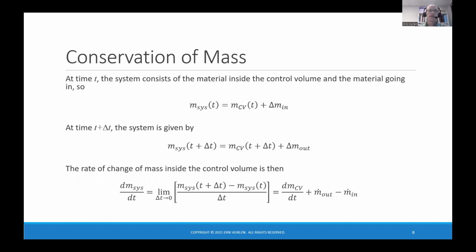The rate of change of the mass in our system is then, from the definition of a derivative, dm_sys/dt equals the limit as delta t goes to 0 of m_sys at t plus delta t minus m_sys at t, over delta t, which is equal to the rate of change of mass within the control volume, dm_cv/dt, plus the mass flow rate going out, m dot out, minus the mass coming in, m dot in.